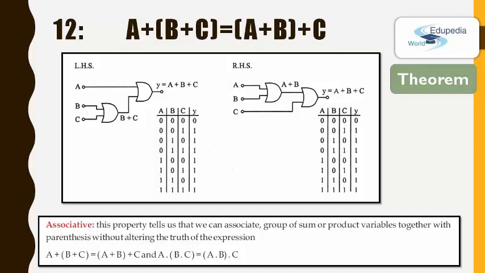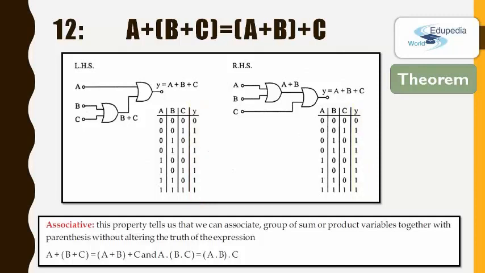In the right side logic circuit, it makes the A plus B separately and inputs that into an OR gate with the input C. So this right side logic circuit represents the right hand side of the expression. And now if you check the truth tables of both sides, left hand side as well as right hand side, you can see the outputs are the same, 0 with the remaining ones. We call this law the associative law.